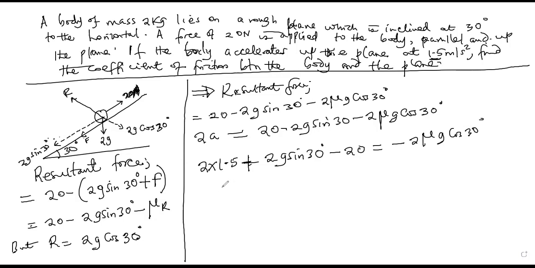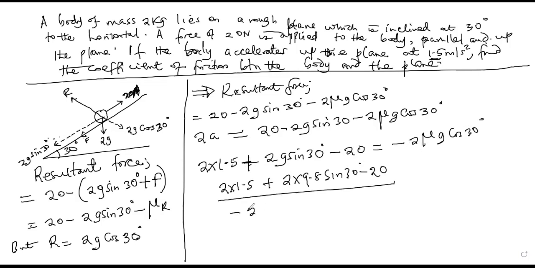So you're going to have 2 times 1.5, plus 2 times g, which is 9.8, times sin 30, minus 20, over negative 2 times g, which is 9.8, times cos 30. This will give you the value of mu. Put it on the calculator until you see a value of mu as 0.424.